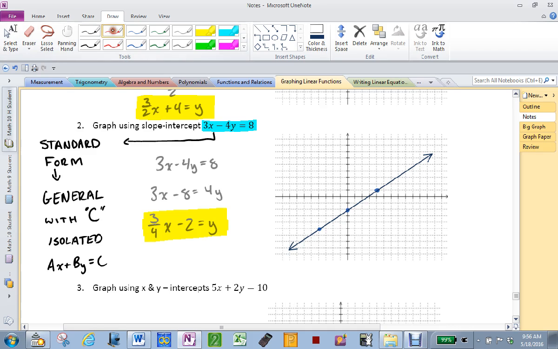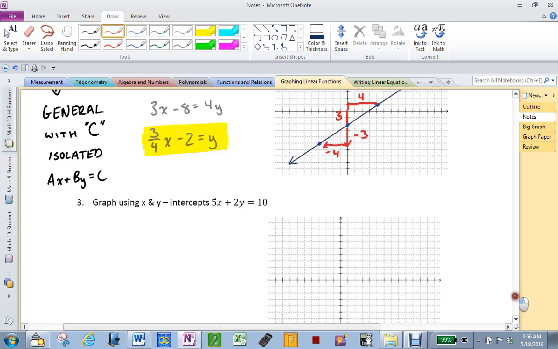So everyone should be good, and of course there is my y-intercept of -2, and I went down 3 and I ran -4 to get a positive slope, or I went up 3 and I ran +4 to get a positive slope. Is everybody good? All right.